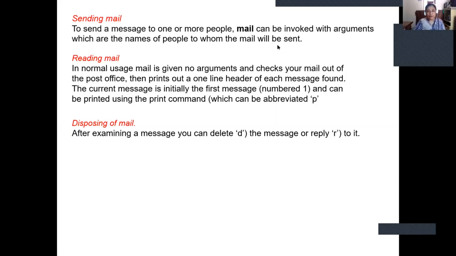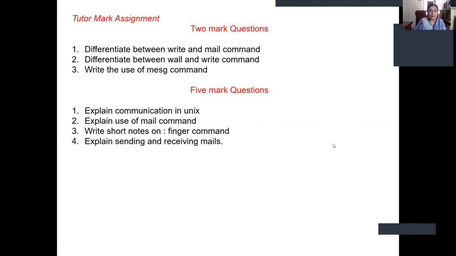So generally, when you want to send the mail, the mail can be invoked with arguments which we have discussed. When you want to read the mail, you can just read it normally, where the current message will be numbered 1 and followed by other things. Or if you want to print, you can use a command called P for print, abbreviated with P, or you can just give options. So if you want to delete a message, you can delete a message using D, or if you want to reply to a message, you can give the option called R. So this is how you can do it.